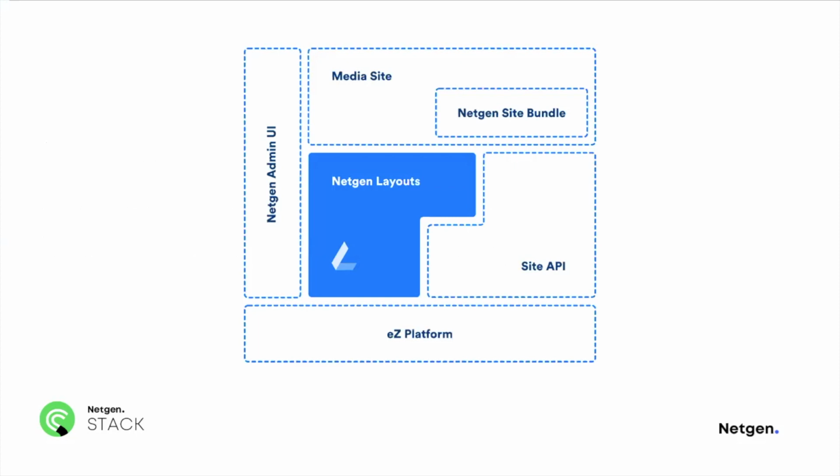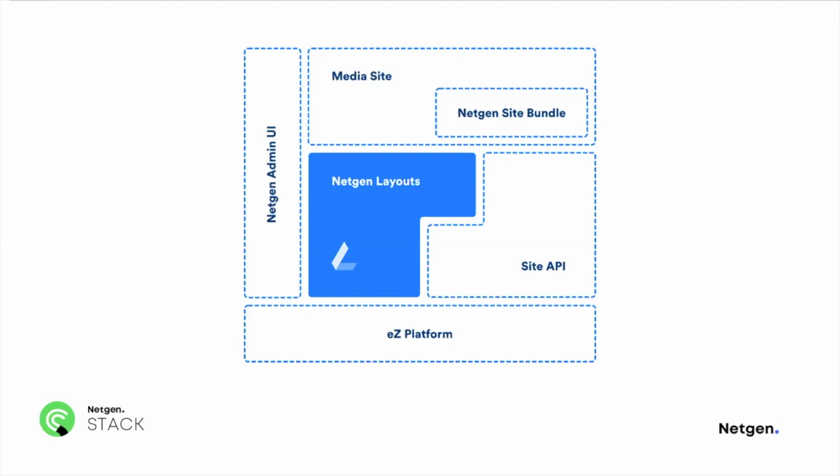A short overview diagram. Of course, at the bottom we have Easy, and then we have three standalone components that you can actually use on their own. One of them is Netgen Layouts as our core product, and then also Site API for Easy Platform, a productivity layer, which I will talk about a bit later, and also Netgen Admin UI, which is an interface that we use.